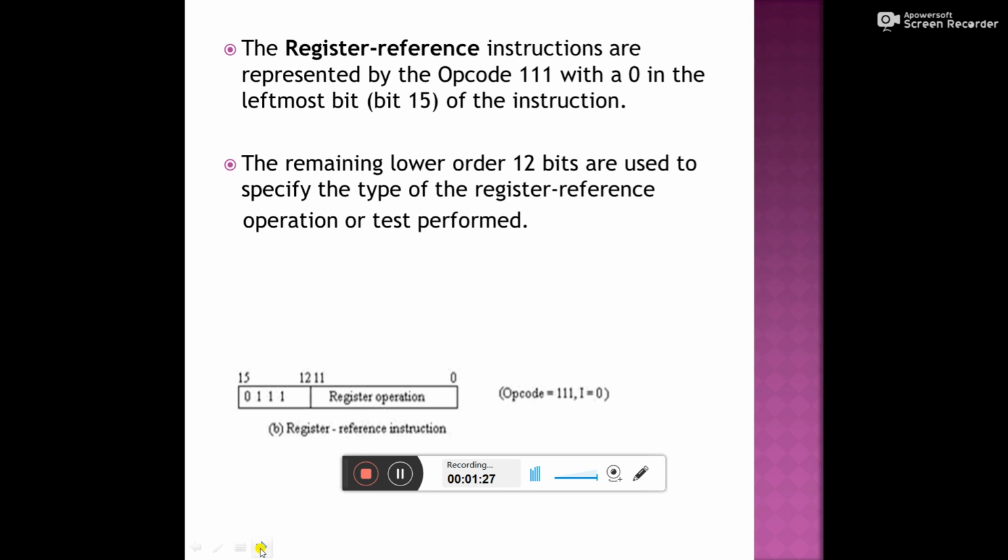The next one is register reference instructions. In this, instructions are represented by 111 in the opcode with 0 in the leftmost bit. The remaining lower order 12 bits are used to specify the type of register reference instruction or test to be performed.